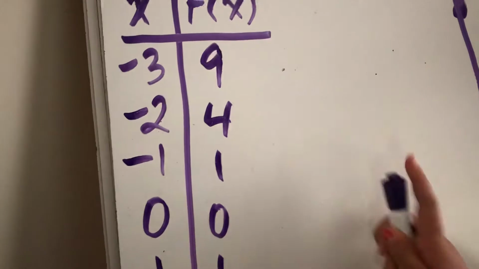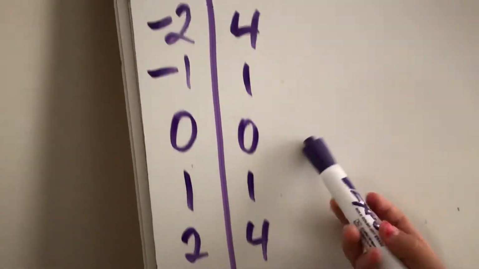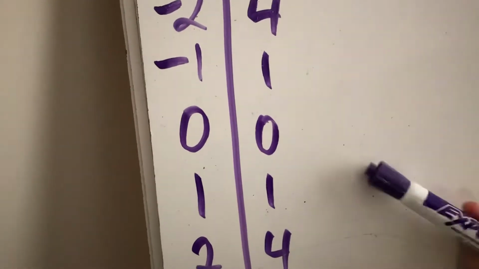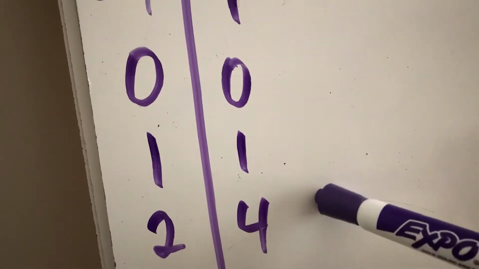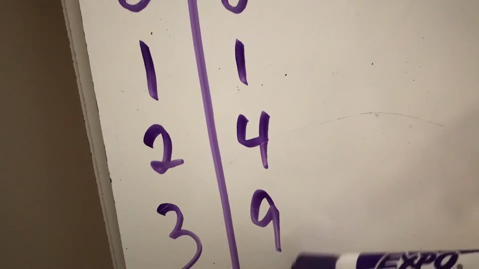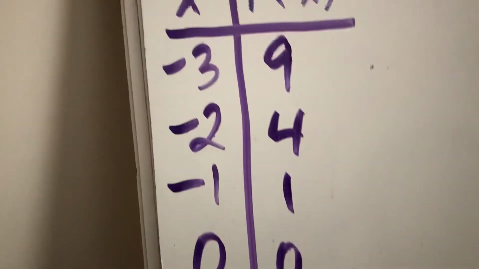We said 0 squared is 0. So 1 squared is 1. 2 squared is 4. 3 squared is 9. So we plot these points.